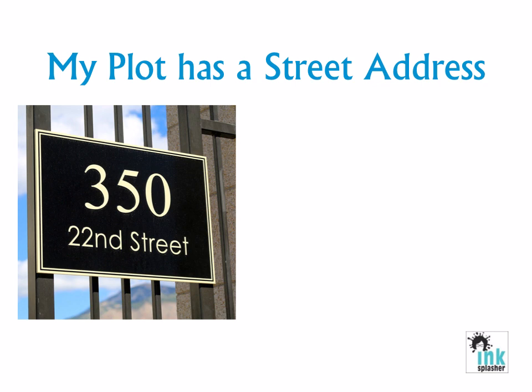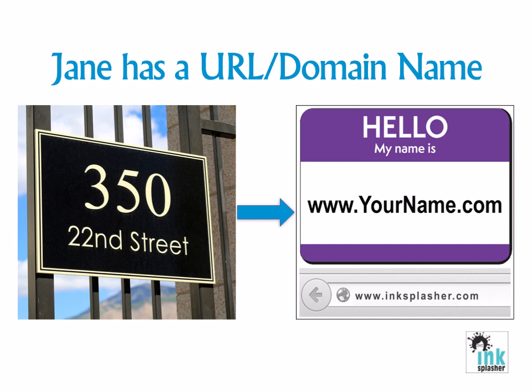My plot of land has a specific street address. I share this address with my family and friends so they can come visit me. Jane's spot that she rents from her hosting company also has a specific address called a domain name or a URL, such as www.janesmith.com. Or in my case, it's www.inksplasher.com. Jane shares her URL address with everyone so they can come to visit her online.